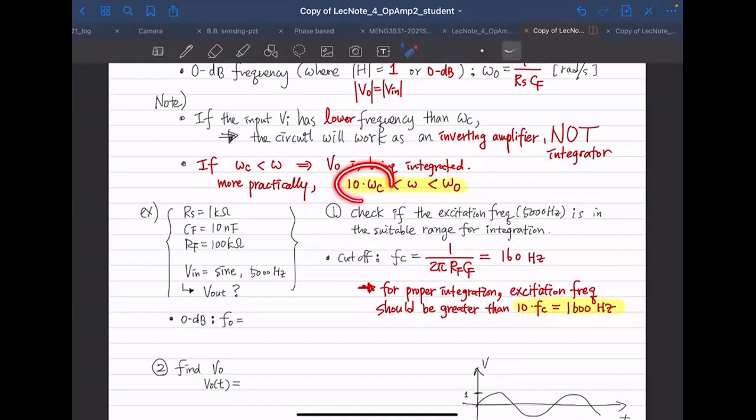So we just got this portion in the unit of hertz, so it's going to be 1600. And we need to find this guy, right? Which is the 0 dB frequency. So F naught is 1 over 2 pi Rs Cf. And we have our Rs is 1K, so this is 1000, right? Cf is the same 10 nano, so 10 to the negative 9. And if you do the math, it's going to be 16 kilohertz.